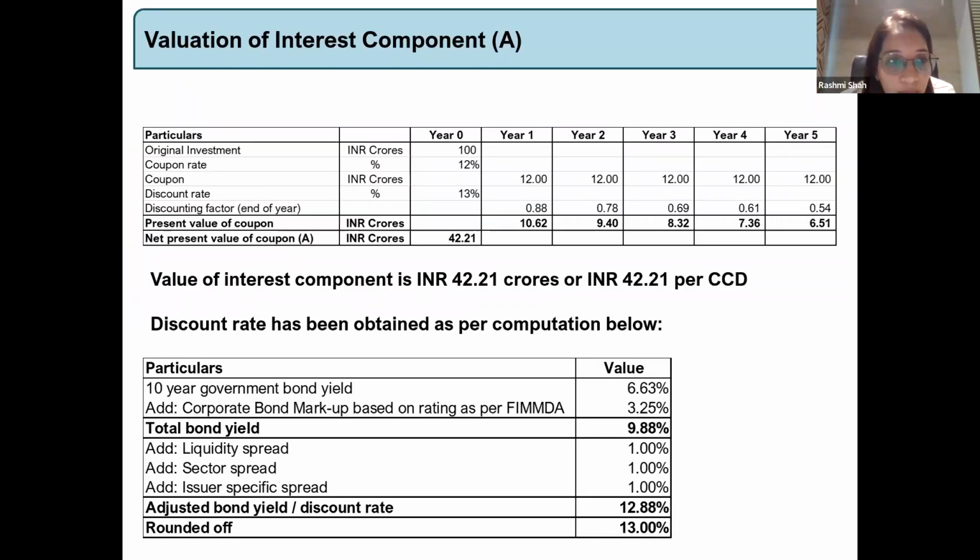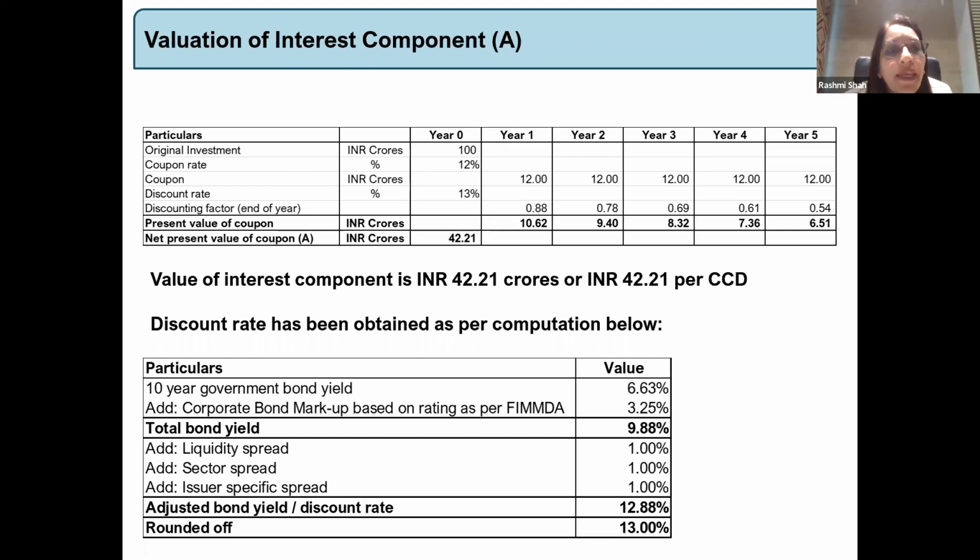So we have determined the value of the interest component by plotting cash flows of the CCD towards interest over 5 years. We then need to discount it using an appropriate discount rate. We can compute this discount rate by adding a corporate bond markup to the risk-free rate. Or else we can directly obtain it from the corporate bond yield matrix for bonds with different rating and maturity, which you can usually get from FIMDA, the Fixed Income Money Market and Derivatives Association of India, which releases corporate bond yield matrices on a timely basis for bonds having different maturities and ratings. I've also seen that you can get the same data on Bloomberg.